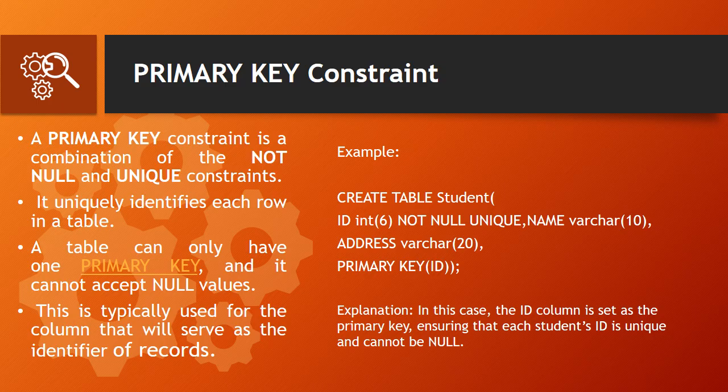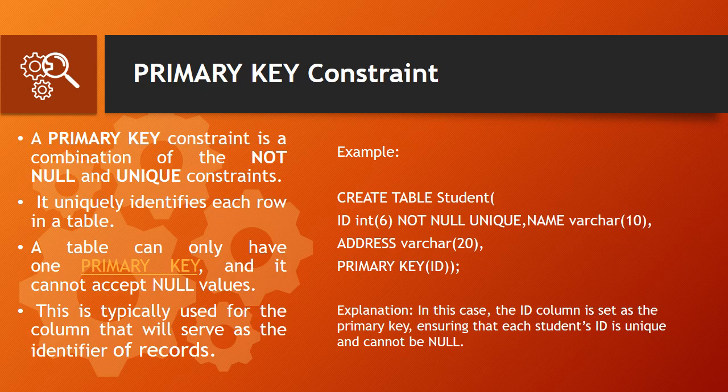Next one is PRIMARY KEY. A primary key constraint is the combination of NOT NULL and UNIQUE constraints. It uniquely identifies each row in the table. A table can only have one primary key and it cannot accept null values.